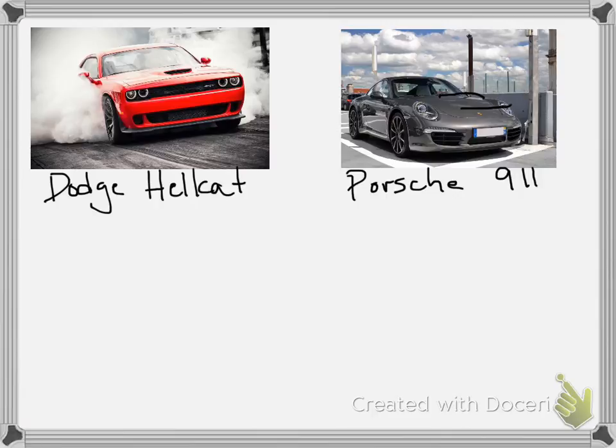The Dodge Hellcat, this is an American car. It's going to measure its speed in miles per hour from the factory. The Porsche 911 is a German car. It's going to measure its speed in kilometers per hour because it's a German car. It's going to use kilometers.